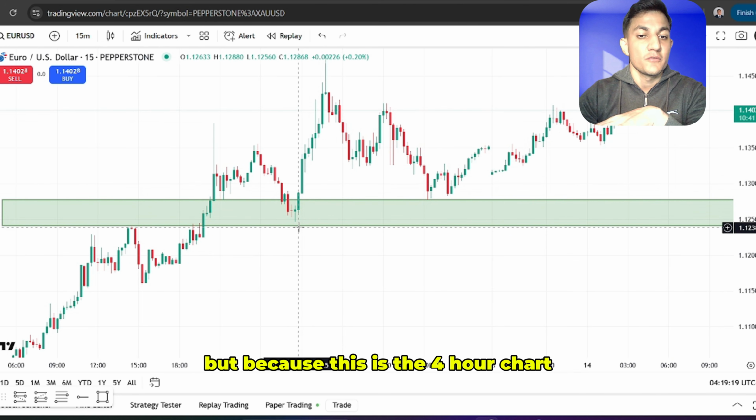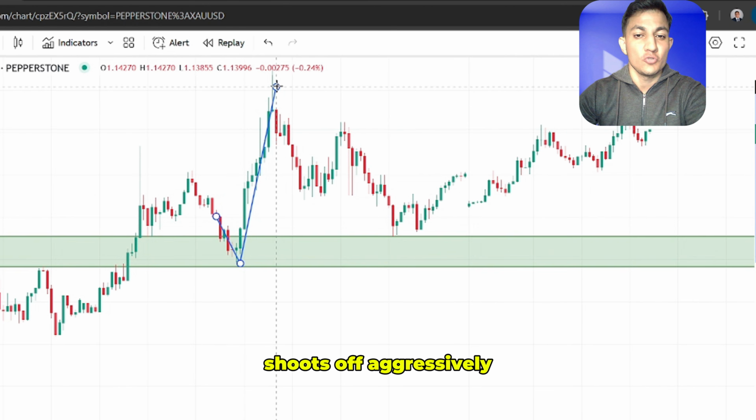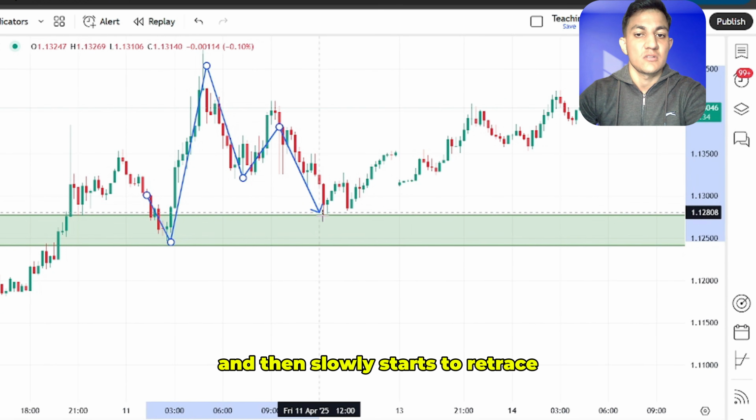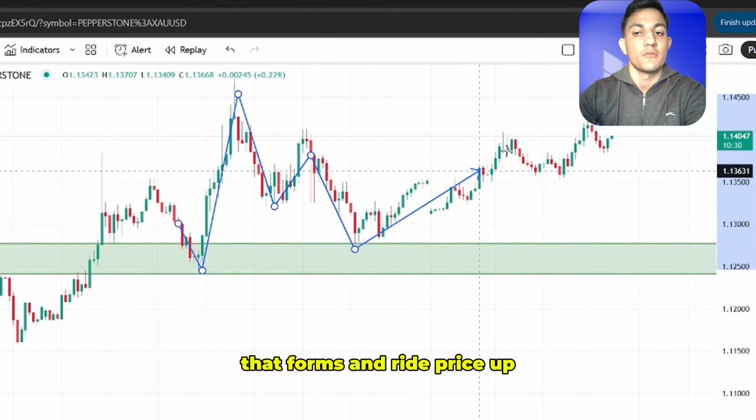But because this is the 4-hour chart, what we've had is price touches the 4-hour fair value gap, shoots off aggressively, and then slowly starts to retrace. Your second entry can be at this new fair value gap that forms and ride price up.